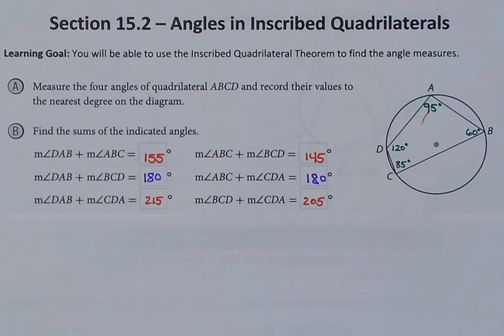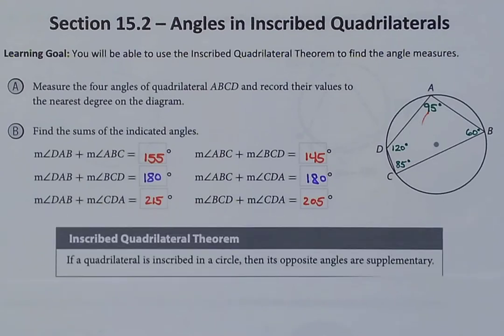So that ties into our theorem, which states if a quadrilateral is inscribed in a circle, then its opposite angles are supplementary. So this, opposite angles are supplementary, is our key and our lifeline today and is going to allow us to do everything for our problems today.